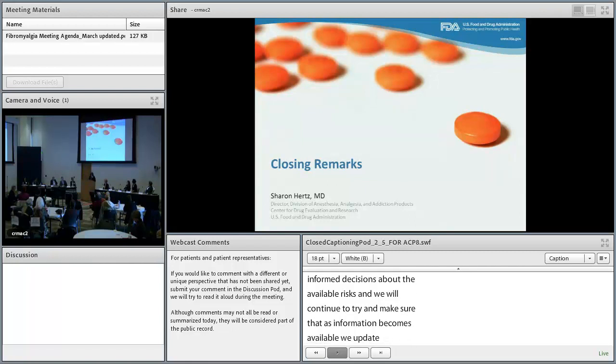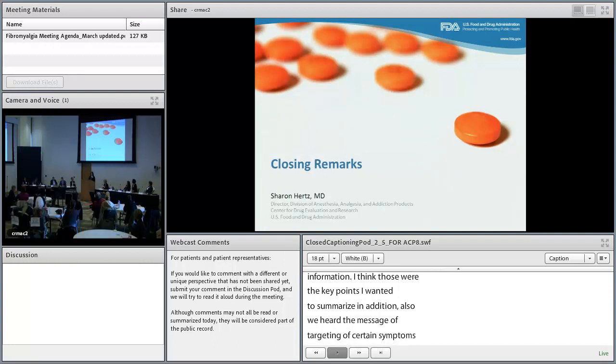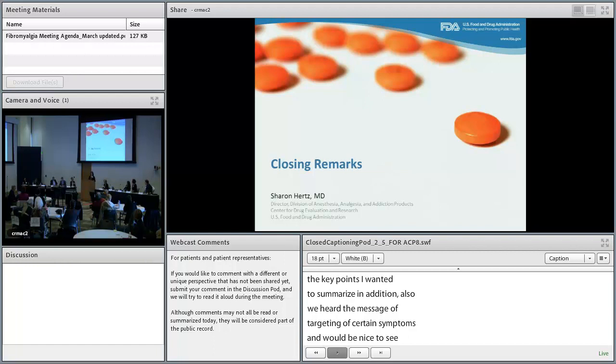I think those are the key points that I wanted to just summarize. In addition, also, we heard the message about more targeting of certain symptoms. It would be nice to see some therapeutics in those areas, including fatigue and sleep-associated issues. So once again, thank you, and please take time once you get home and settled again to send in any additional comments to the docket. We will review them all.